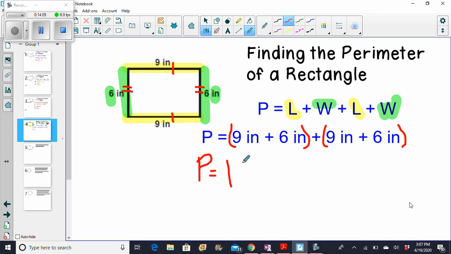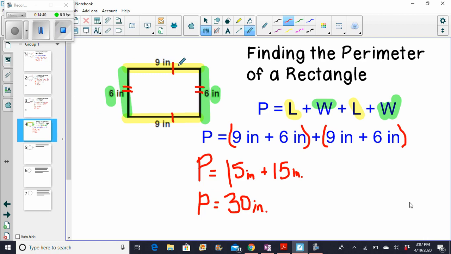So that's my first combo of length plus width. And then I have it yet again, another 9 plus 6, and that is going to be another 15. Remember how I said the length and the width are doubled? Look at that, 15 plus 15. 15 doubled, or 15 plus 15, is going to be 30. 30 what? 30 inches. Remember, perimeter is a measurement.